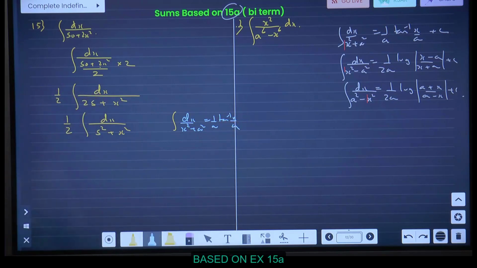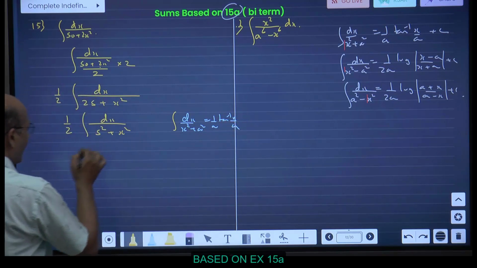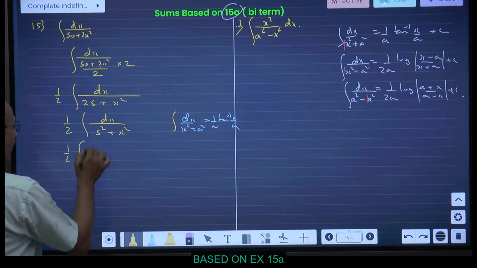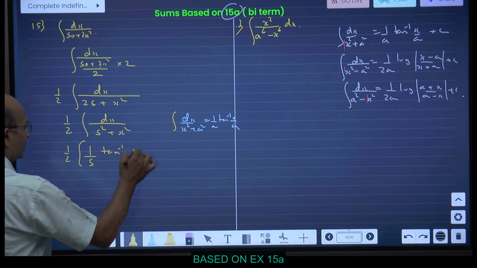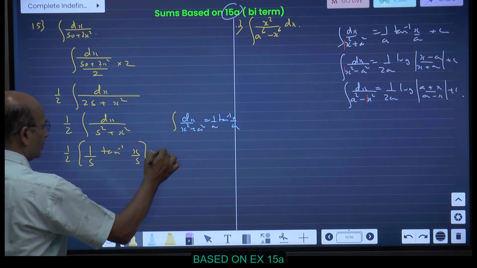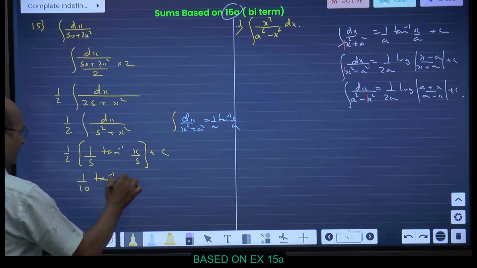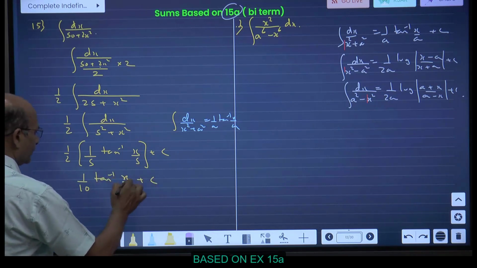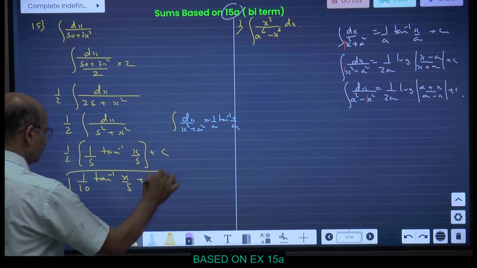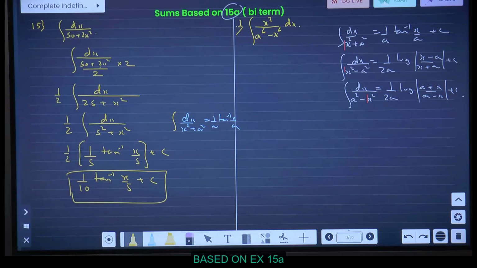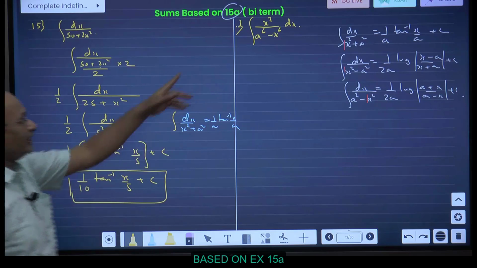So what happens now? 1 by a. What is my a? 5. So 1 by 2 as it is, 1 by a tan inverse x by 5 plus c. So it is 1 by 10 tan inverse x by 5 plus c. Keep that in mind. That's the way it goes, that's the way it is done. Okay? I hope you got this point. So let's look at the next example.